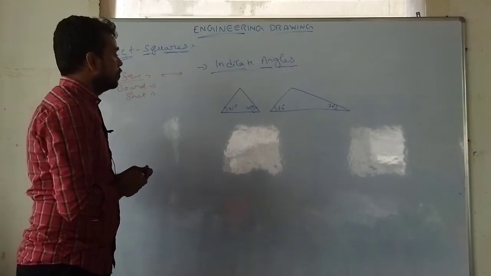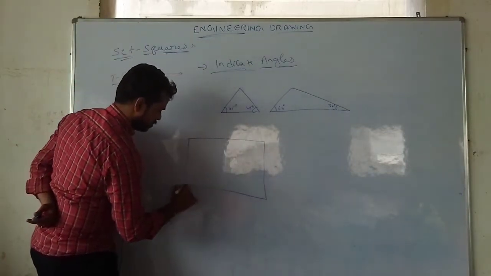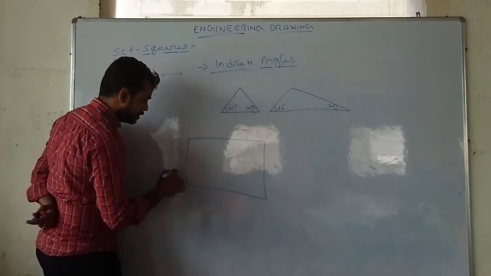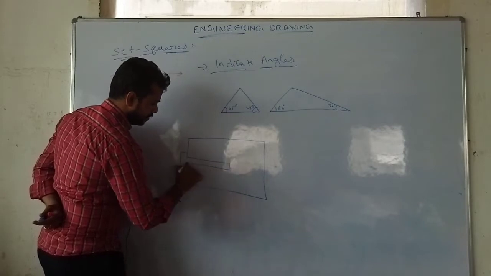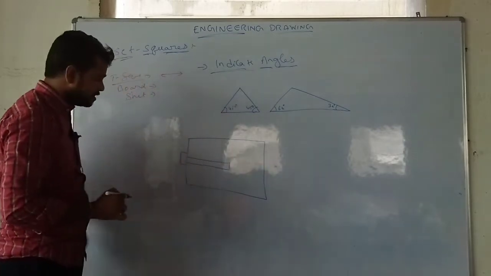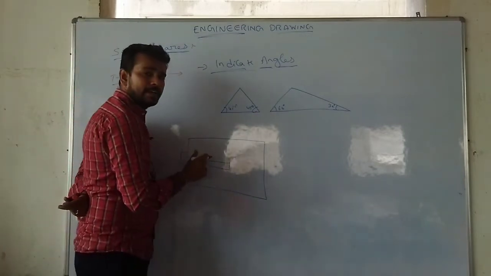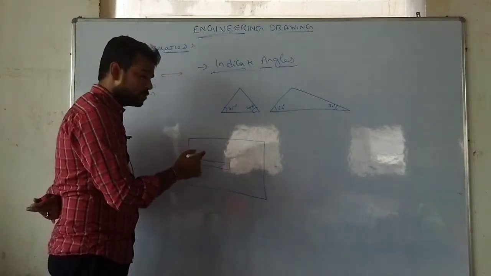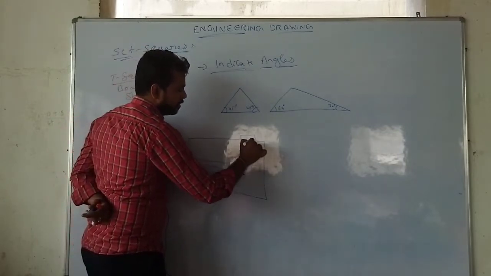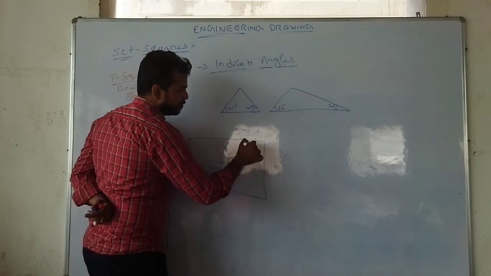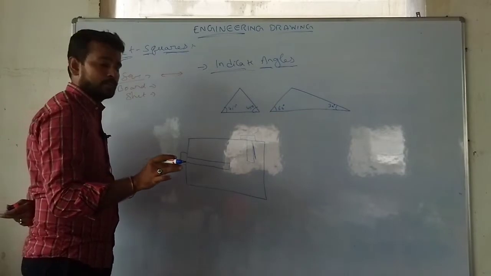Okay, so if this is the drawing sheet, if you put T square here, you can easily draw straight line. But if you want to draw vertical line, how can you use? You might be thinking that I will put T square here, this will be the head, this will be the blade, so with the help of blade I will draw vertical line, but it is wrong. You should not do like this.